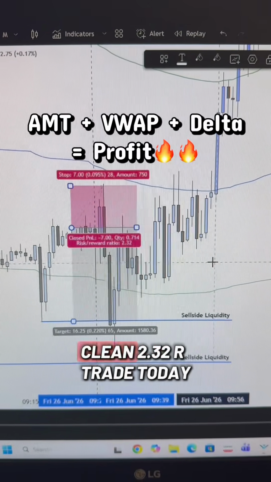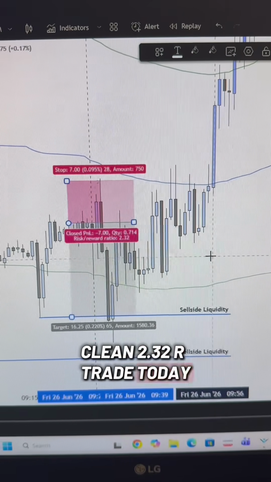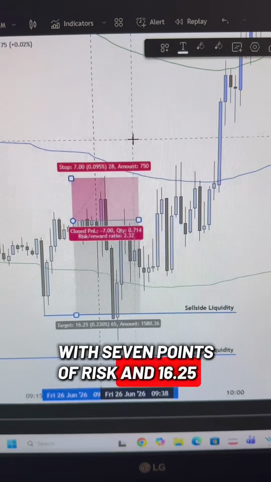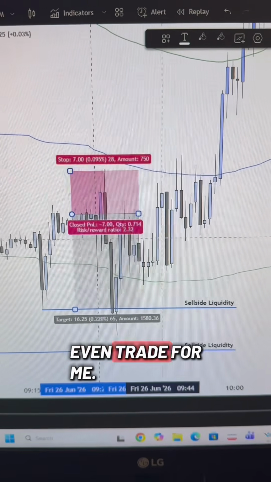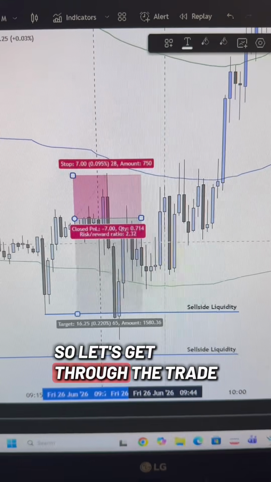Here's how you could have gotten a clean 2.32R trade today with 7 points of risk and 16.25 points of profit. This was a partial and break-even trade for me, so let's get through the trade idea.